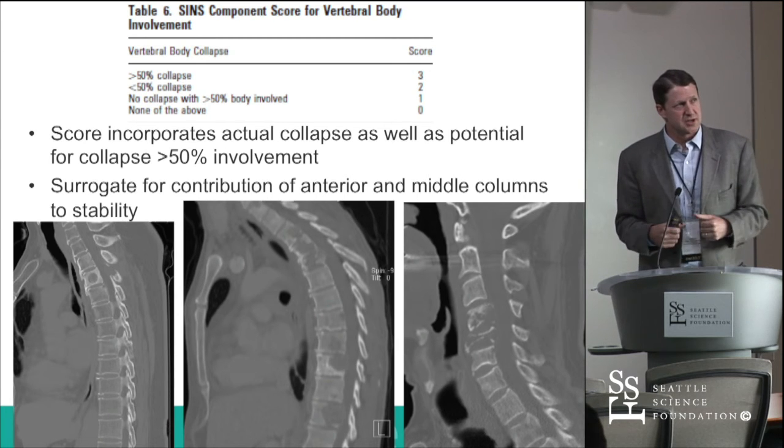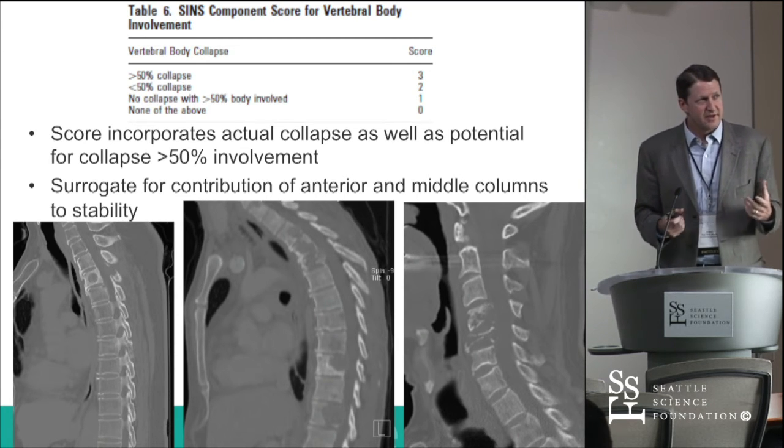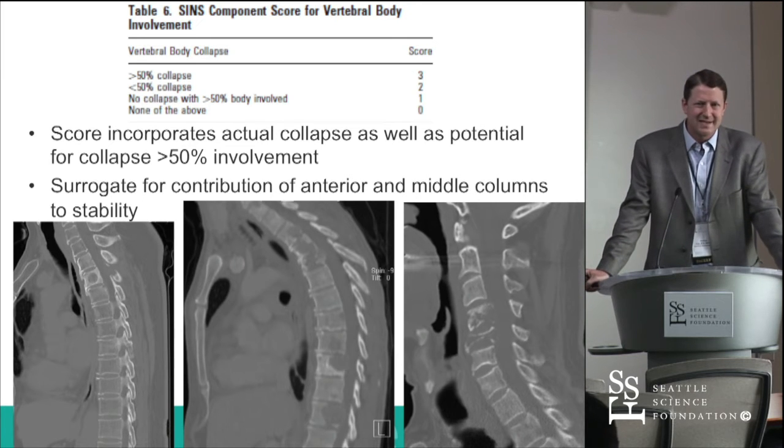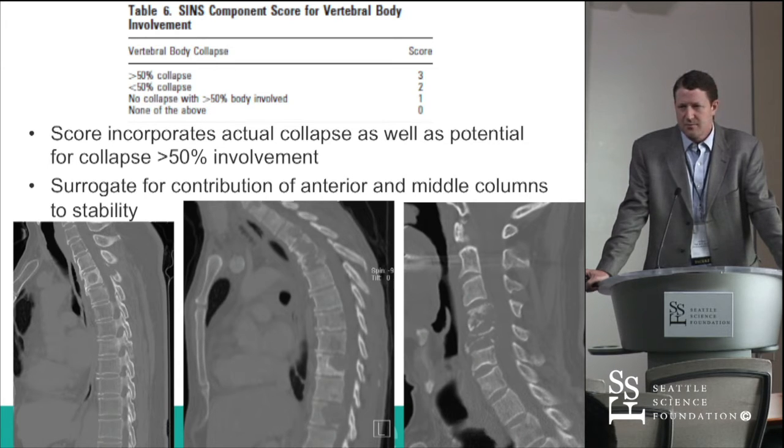So if you look at the patient on the left there, they have a fairly sizable hole in the vertebral body, but the bone around it is fairly normal looking. In fact, it's maybe even a little bit sclerotic. So that patient is probably going to have a score of 1. They don't have any collapse, but they have maybe 50% of their body involved. So there's some risk there.